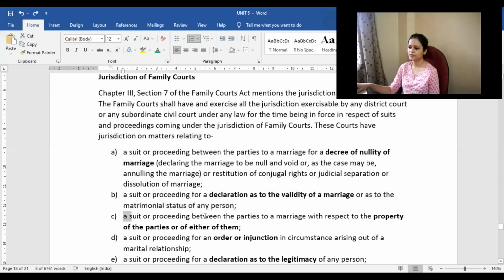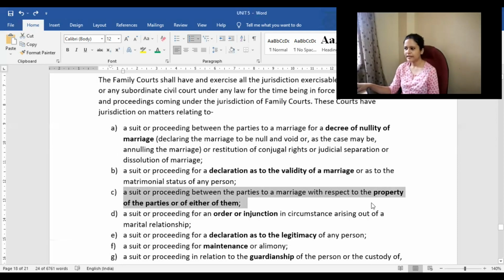A suit or proceeding between parties to the marriage with respect to property of the parties or of either of them. So after they got divorced, whatever properties, it may be a joint property that both the persons had purchased, how to decide on that matter. Or it might be that one person is not financially independent, so whether this other person needs to give this person some property or some other stuff or not. Those matters might be decided.